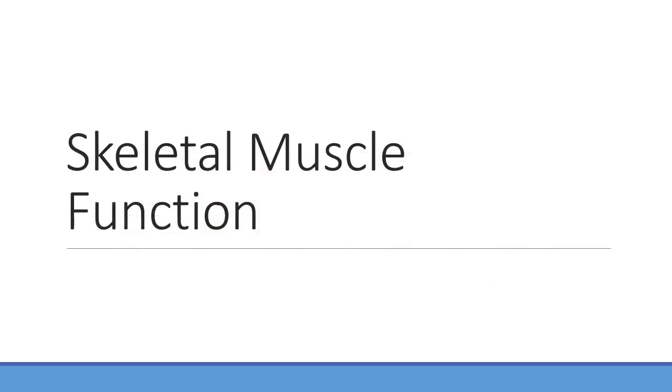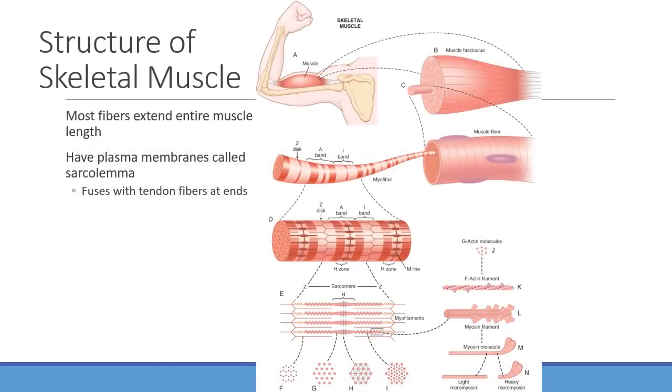Anyway, so let's look at the actual function itself. What's causing these to contract? Let's look at the structure of the muscles in more detail here. Again, most fibers typically extend the entire length of the muscle. Within the plasma membranes, we're going to have the sarcolemma, and these all tend to be fused together, right? Especially fused with the tendon fibers towards the end of the muscle before it connects onto the bone. So let's look at the breakdown here.